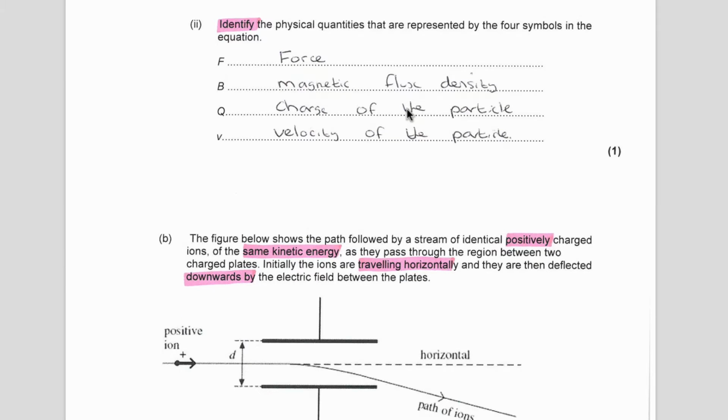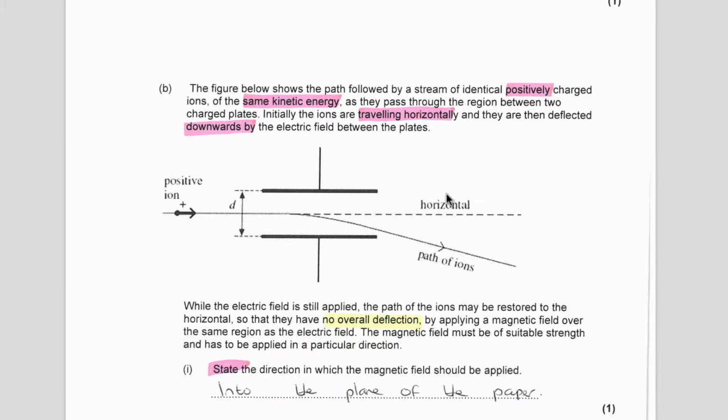For part 2, we're asked to identify the physical quantities that are represented by the 4 symbols. Basically what they're asking is, what do the symbols in the equation mean? So F is simply the force, B is the magnetic flux density. Magnetic field strength isn't good enough as an answer for that, so it must be flux density. Q is the charge of the particle, and V is the velocity of the particle. You need all 4 of those correct in order to get the 1 mark.